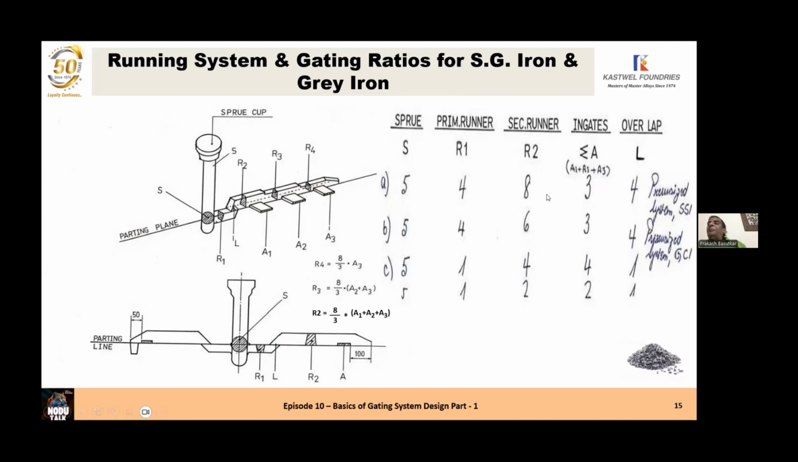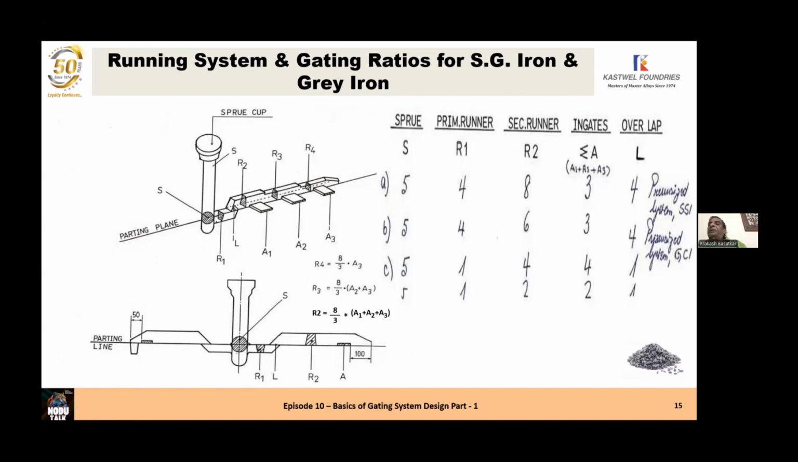The smallest number is 3, and the 3 is in the total ingate area. In the pressurized system, the choke is at the ingates. Therefore, the choke has the smallest area, and the ingates have the smallest area amongst all the other elements of the gating system in the pressurized system.